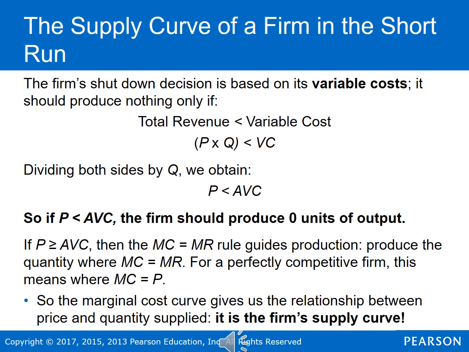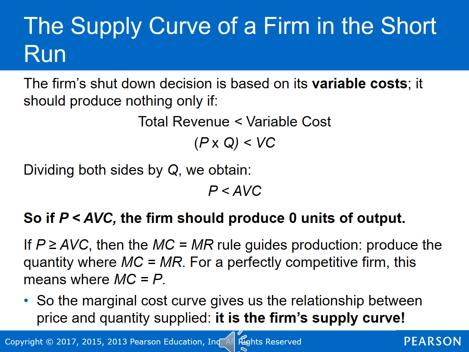The firm's shutdown decision is based on its variable cost. So the firm should produce nothing only if the total revenue is less than the variable cost. So if the price times the quantity is less than the variable cost, and we divide both sides of this by Q, we obtain price being less than the average variable cost. And this is the relationship we're going to use. So if the price is less than the average variable cost, then the firm should produce 0 units of output.